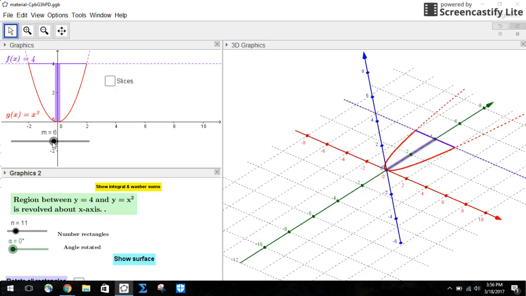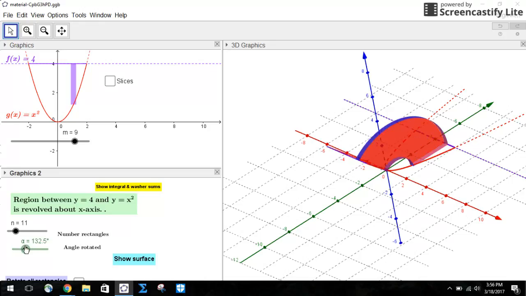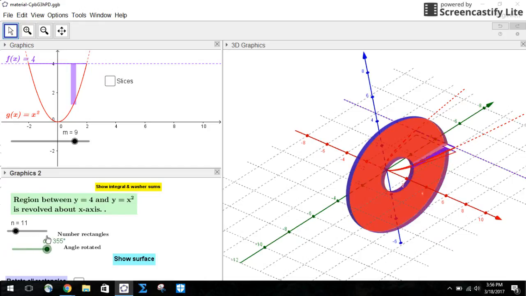But think about what happens when I take the slice over here. I want you to watch on the screen on the right. Over here on the left, you can see I've taken my slice and put it somewhere a little closer to the right. Now look over here on the right, and I'm going to rotate this around. Look what happens. I don't have a disc anymore. I have a disc that has a hole in the middle. That's called a washer, okay?